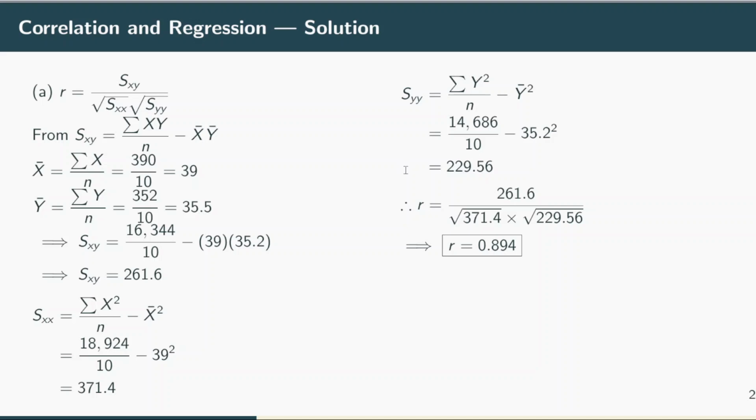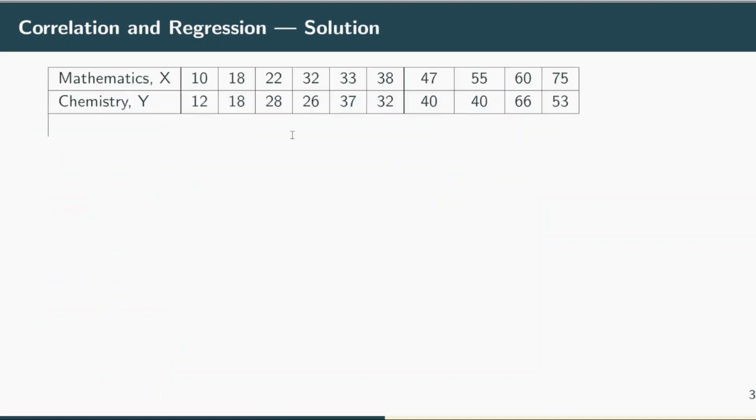Alright, we are through with the first part of the question. Now the second part of the question was to calculate the Spearman's coefficient of rank correlation. So to do that, we have to rank the values obtained in mathematics and also rank the values obtained in chemistry, because we need to find the difference between their rankings, and then we square it and move forward now to evaluate the Spearman's coefficient of rank correlation.